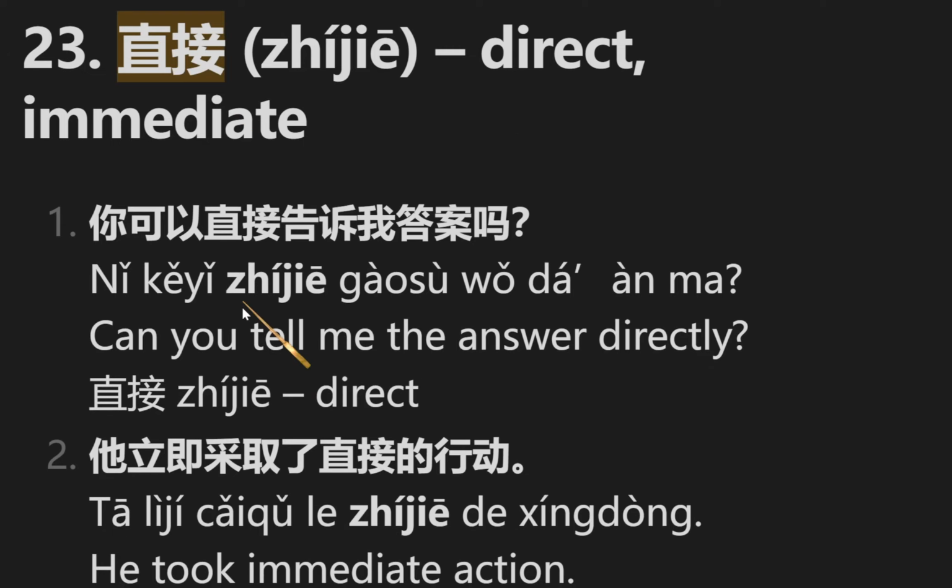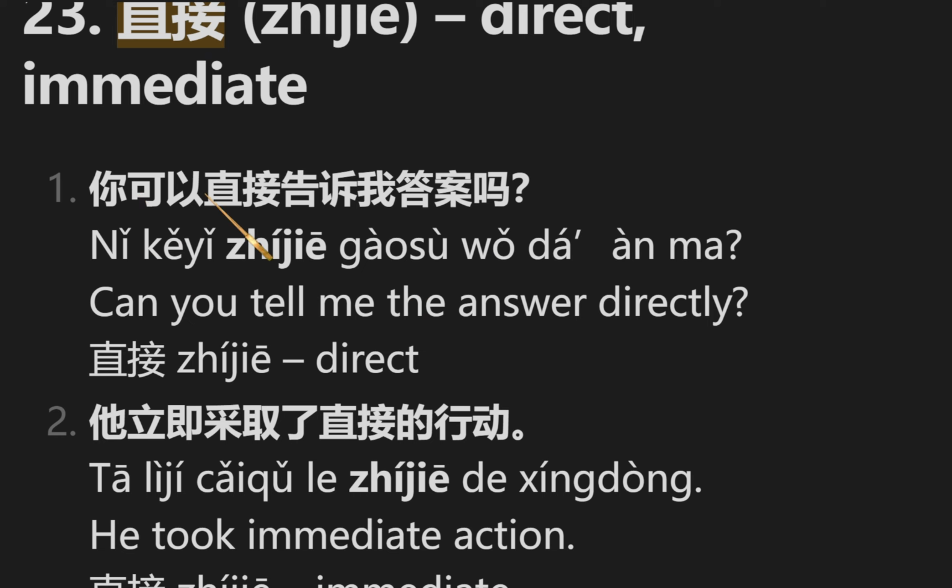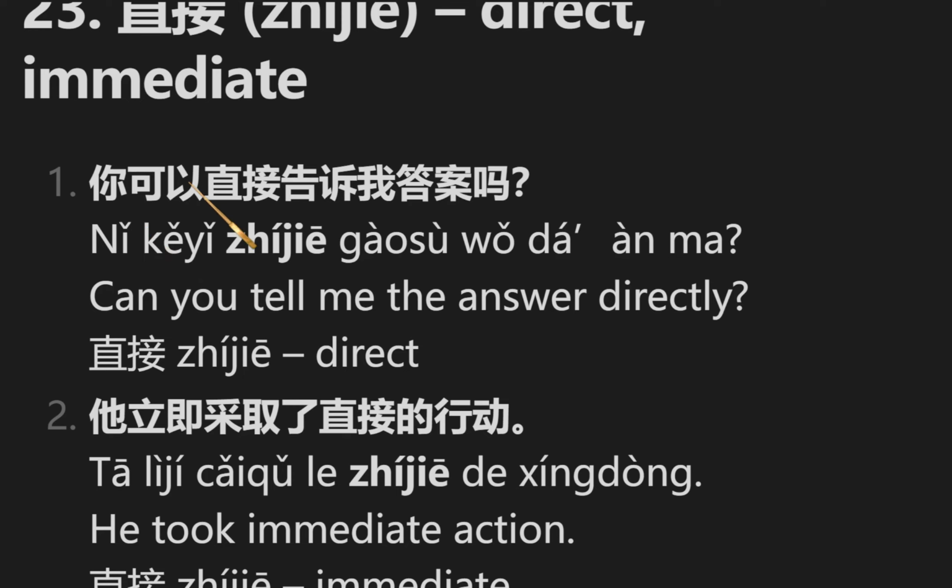形容词直接. Let's see: can you tell me the answer directly? 你可以直接告诉我答案吗? Can you tell, 你可以, can you. 直接 directly. 直接告诉 to tell something, directly tell. 我 to me. Tell me directly, tell me. 答案 answer. And 吗 is for question. Can you tell me the answer directly? 你可以直接告诉我答案吗? 答案 the answer.